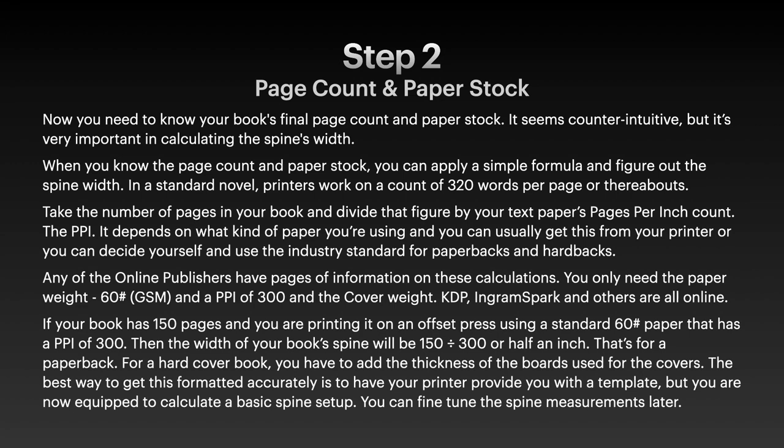Now, remember, that's not the number of physical pages. That's the number of words on the face of a page, and each page has two faces. So if you've got 300 words on page one and 300 words on page two, that's one physical page. Don't make the mistake of thinking that if you divide 50,000 by 320, that's the number of physical pages in your book. It'll actually be twice the number of pages. So take that number and divide it by two.